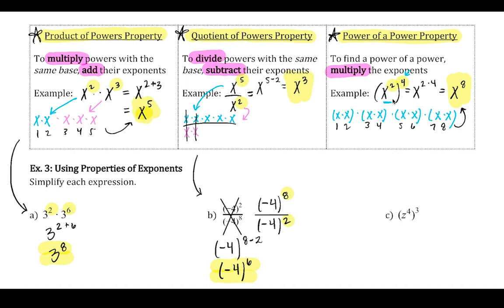And then for the next example, z raised to the 4th power raised to the 3rd power. So now we have a power raised to another power. So we have to multiply those exponents. We'll multiply the 4 times 3 to get our final exponent. So z raised to the 4 times 3. And then 4 times 3 is 12. So altogether we have z to the 12th power.